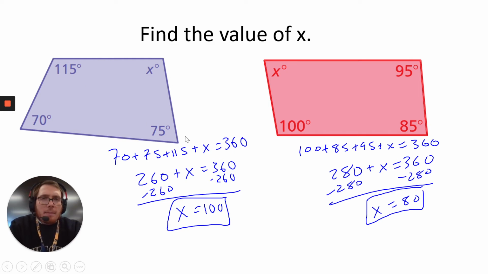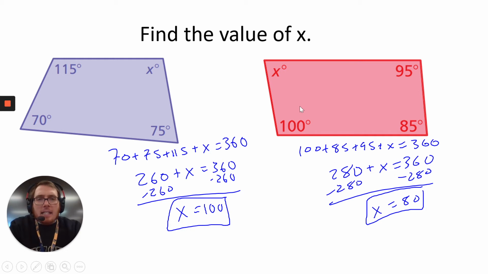You need to be comfortable about solving equations and setting them up. So for this question, I would say, well, 70 plus 75 plus 115 plus x equals 360. I think everyone's suggestion probably would be to combine the three things that you know, and that's 260, and subtract it from the other side, so x is 100.